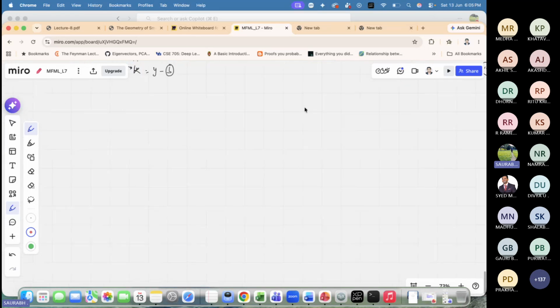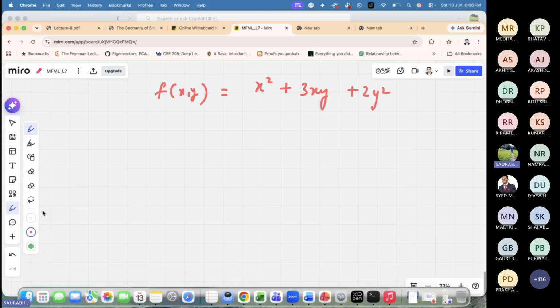Let's solve a problem so that you understand all of these things well, and it would be easier for you to get an idea or intuition about it. Let me imagine a function. Let's say that you have a function f(x,y) equals x squared plus 3xy plus 2y squared.